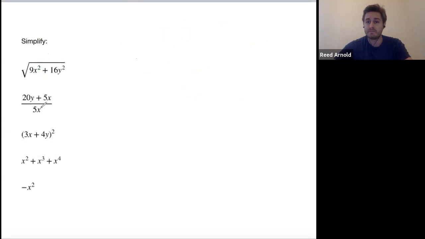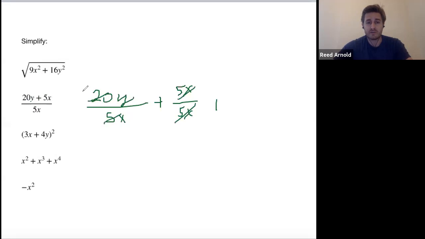Same thing with a fraction. You might think, oh, 5x on top and bottom, cancel it out. Who cares? Not if it's added. You could do something here. You could say 20y over 5x plus 5x over 5x. So I guess you could simplify this one, because 5x over 5x is 1, and 20y over 5x simplifies to 4y over x. You could end up with 4y over x plus 1. But you can't just cancel out the 5x and the 5x because it's not multiplied.